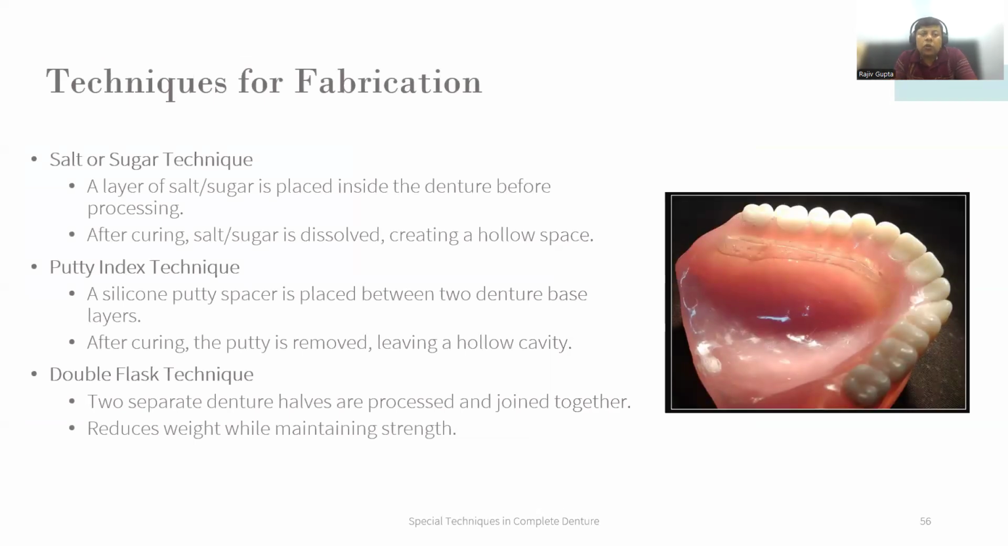First is the salt and sugar technique. In that, when we are fabricating a denture, we place a layer of salt or sugar inside the denture before processing, and once the final processing has been done, we make a hole and take out all the salt and sugar, and we create a hollow space from that. Or we can have a putty index in which silicone putty is inserted as a spacer when we are processing the denture, and later we can remove that putty to make the denture lightweight. Or we can have a double flask technique in which two separate denture halves are processed and then joined together.